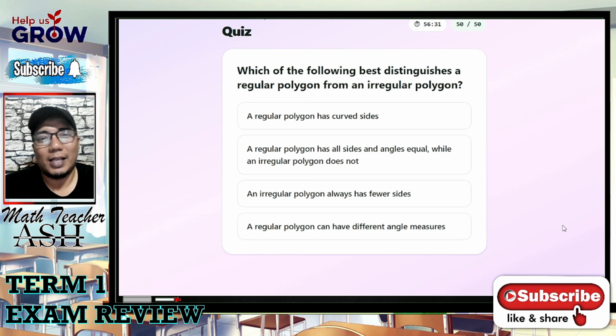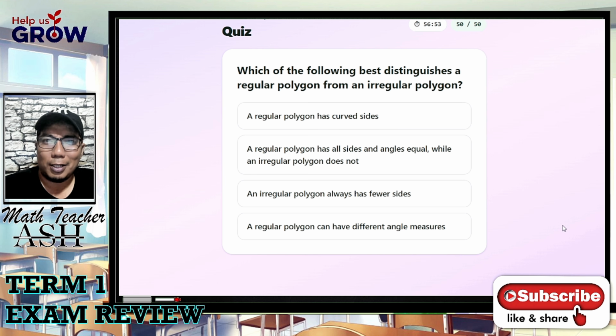Which of the following best distinguishes a regular polygon from an irregular polygon? Is it a regular polygon has curved sides? Is it a regular polygon has all sides and angles equal while an irregular polygon does not? Is it an irregular polygon always has fewer sides? Or is it a regular polygon can have different angle measures? What do you think is the answer, my dear math learners?